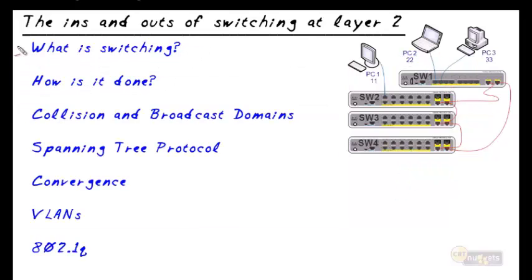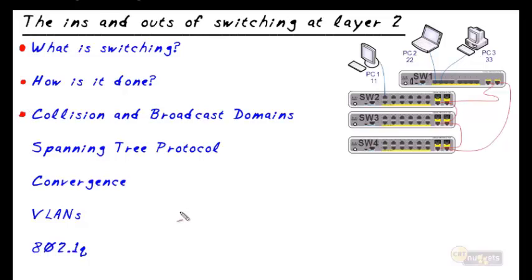So we've taken a look at what layer 2 switching is as far as memorizing layer 2 addresses and making forwarding decisions only to the ports that need it. And how is it done? We just talked about that as well. We memorize MAC addresses based on frames that we see coming in. And once we know MAC addresses, we make forwarding decisions only to the ports that need them. Now, let's take a look next at collision and broadcast domains.